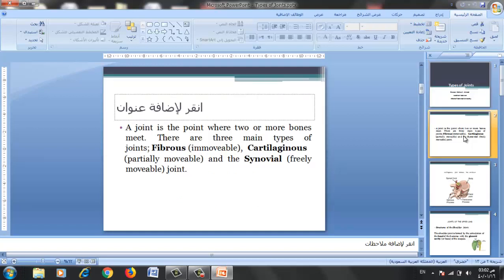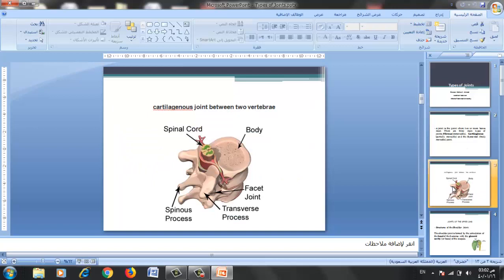A joint is the point where two or more bones meet. There are three main types of joint: fibrous (immovable), cartilaginous (partly movable), and synovial (freely movable). The figure shows the cartilaginous joint between two vertebrae.